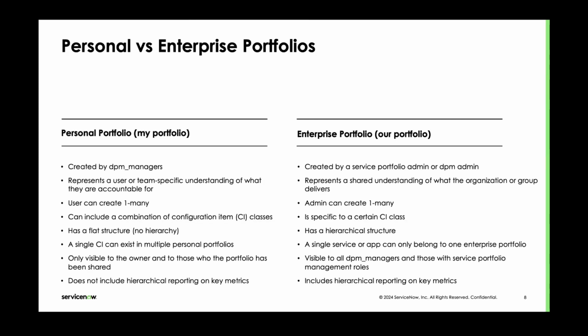When it comes to personal portfolios, they can include a combination of CI classes. The CIs that we support within DPM include services, business applications, and application services. We don't include other types of classes, so it is limited. One thing I forgot to mention is that application services also include dynamic CI groups. So that will be what can be included in a personal portfolio.